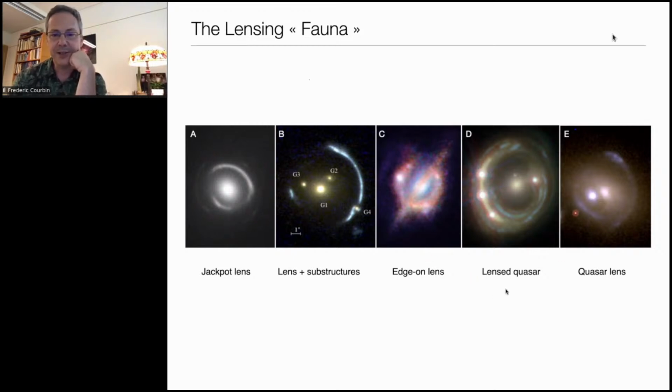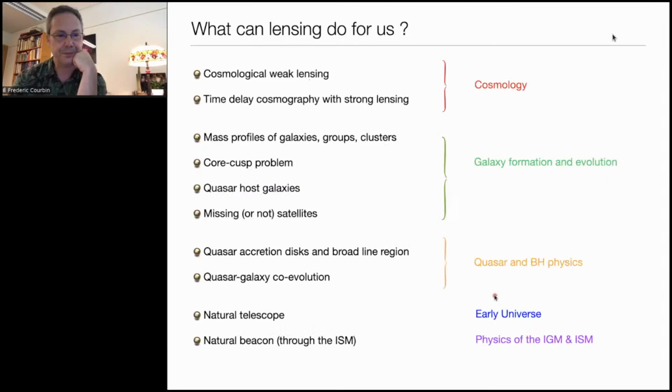So anyway, you already see that the diversity in lenses is huge. Diversity in application is also huge. So I won't review everything in this talk, but this is to give you an overview of what you can do in essentially all areas of astrophysics, from cosmology to galaxy formation and evolution to physics of quasars and black holes. You can image very distant galaxies, so study the early universe, because lensing is a natural telescope. It distorts the lensed images, but it magnifies them. It's not that it gives you more flux, but it stretches the images of objects on the sky and makes them brighter than they are in reality.